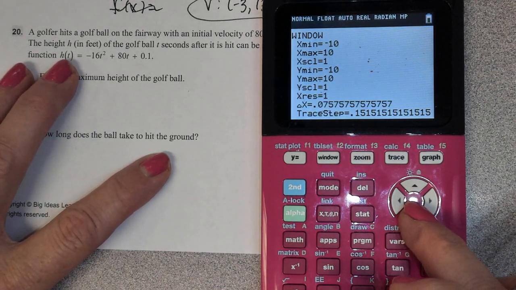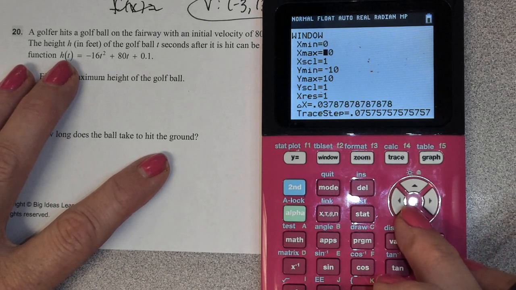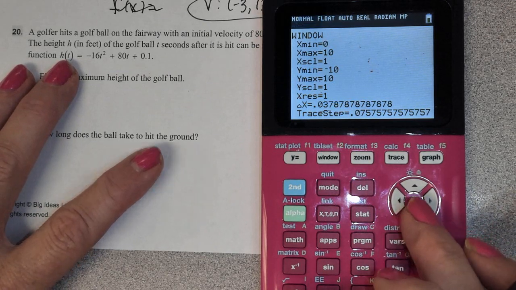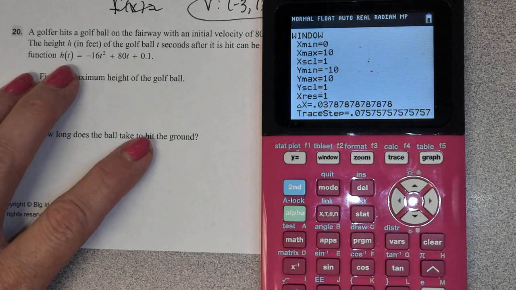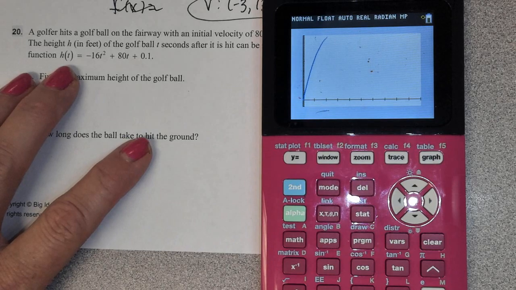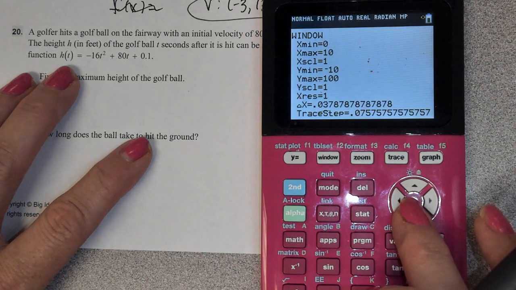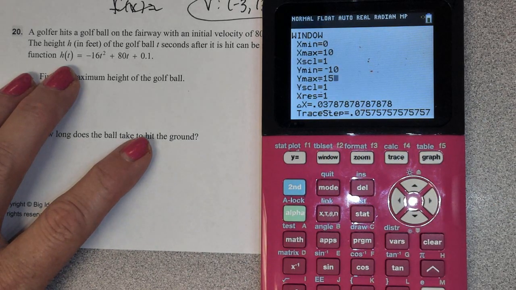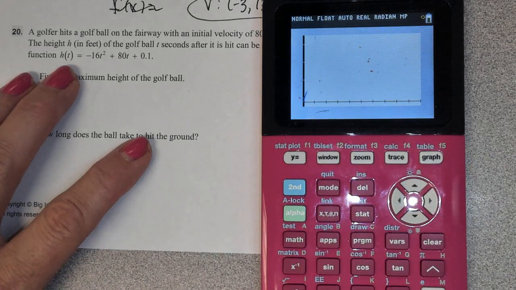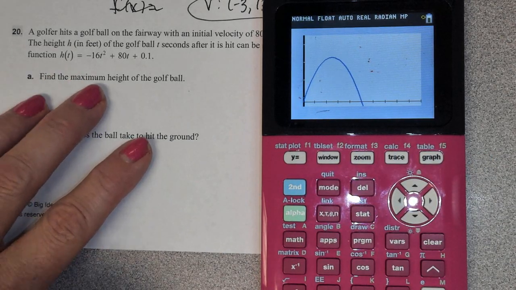Time is what x is. My least amount of time I could have would be 0. Most, maybe 10, I don't know. But the highest point might be way up there. I don't know, maybe 100 feet. Let's see. A little bit higher than that. Might make this y max. Might make it 150 just to be sure. That's pretty good.